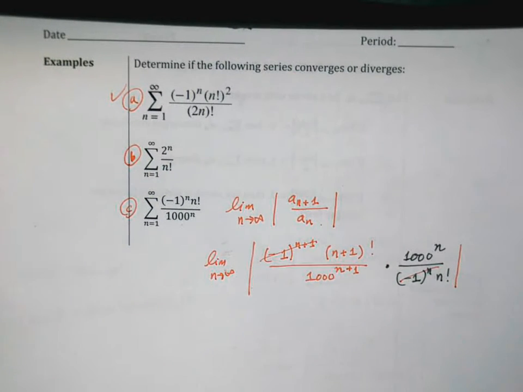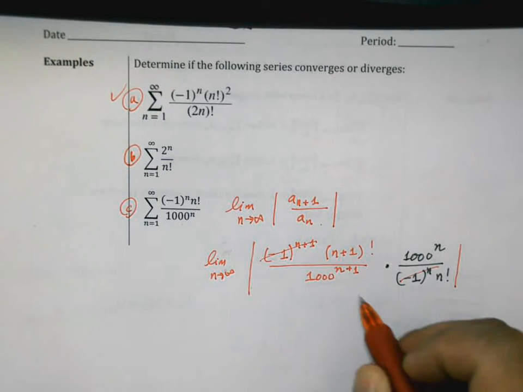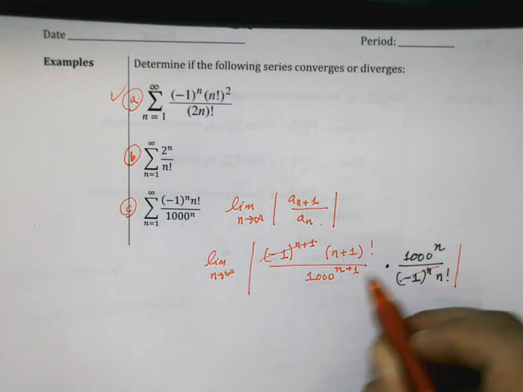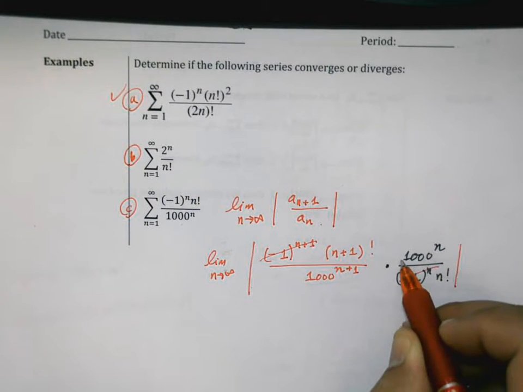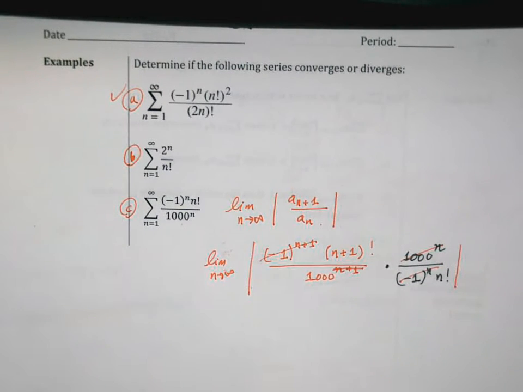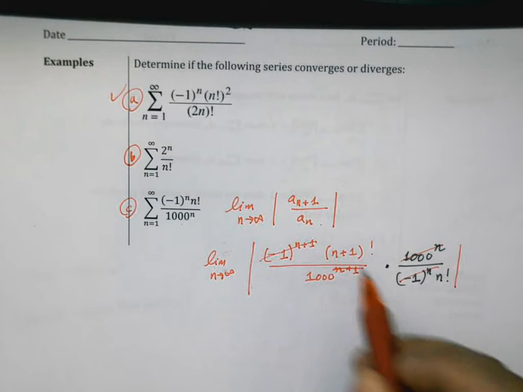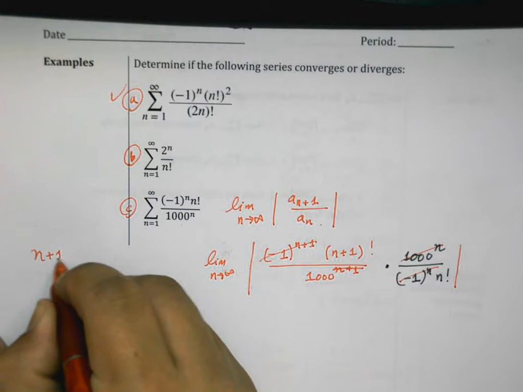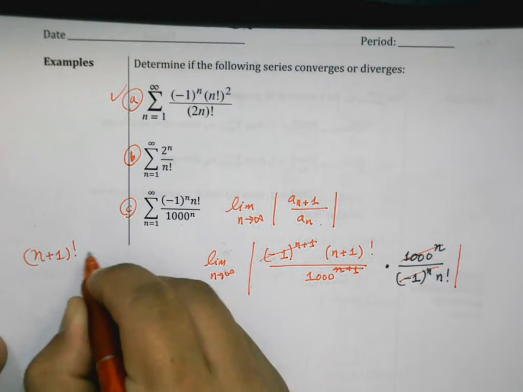Okay. If we look at now these terms right here, 1,000 to the n plus 1 and 1,000 to the nth, well, that cancels out, and all you have left here is just 1,000 to the first power, or just 1,000. N plus 1 factorial and n factorial do cancel each other out. Remember that n plus 1 factorial is nothing more than n plus 1 times n factorial. Okay, so this cancels out with that.